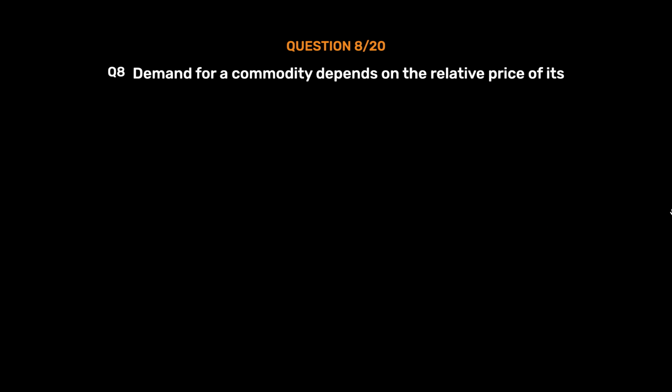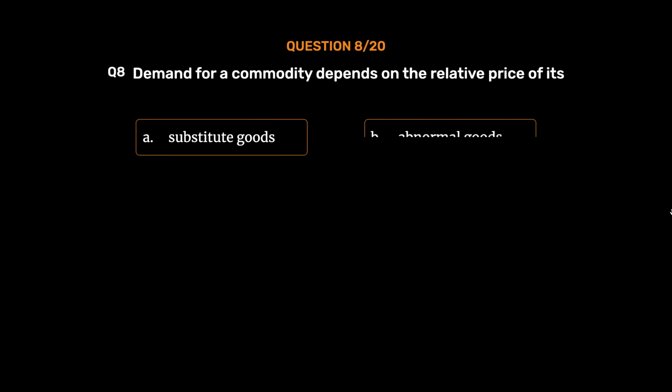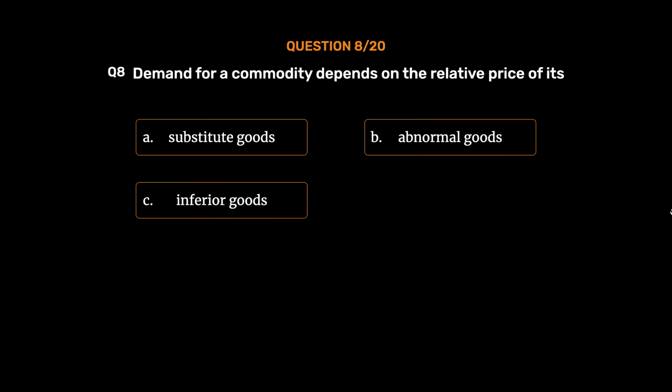Question number 8. Demand for a commodity depends on the relative price of its Option A, substitute goods. Option B, abnormal goods. Option C, inferior goods. Option D, none of these. The correct answer is Option A, substitute goods.